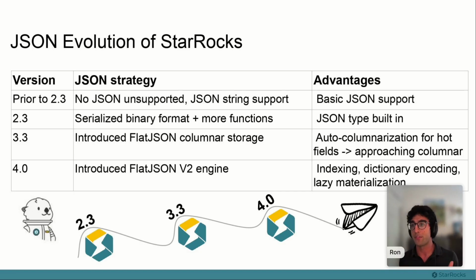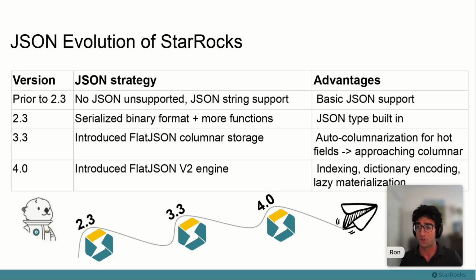Prior to 2.3, JSON wasn't really natively supported. We had JSON string support. So what were some advantages? Well, we had some basic JSON support. From 2.3, we were able to serialize our JSON objects and add a bunch of functions to manipulate them, converting strings to JSON and JSON to strings with a JSON type built in. That was our big advantage then.